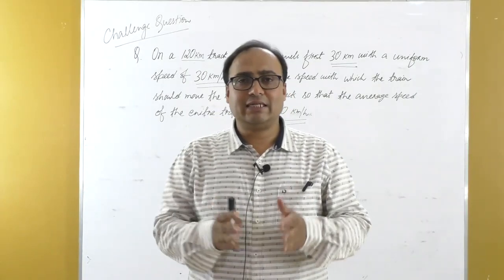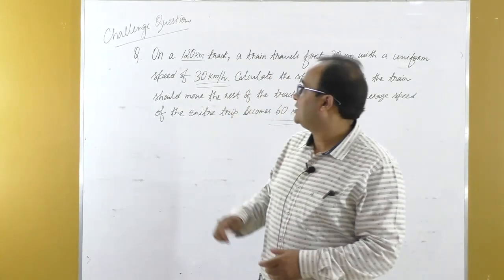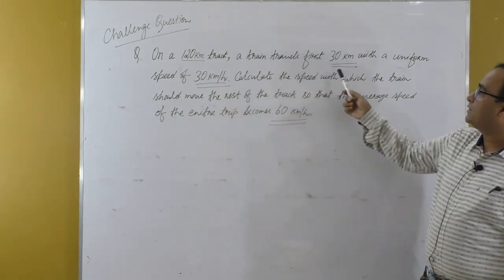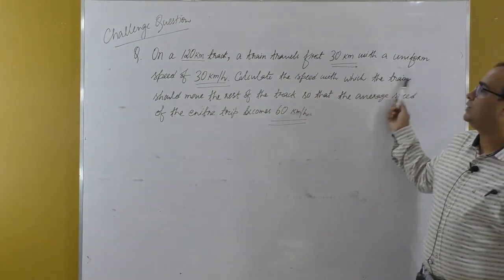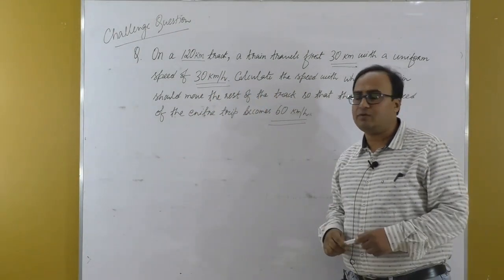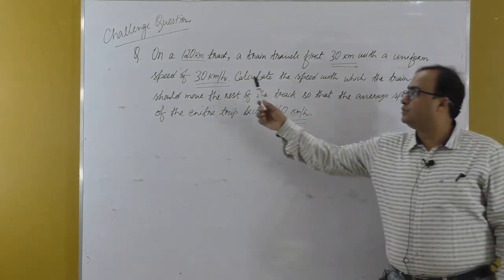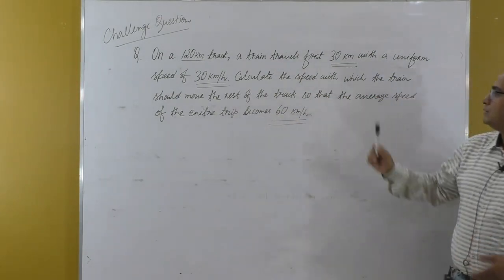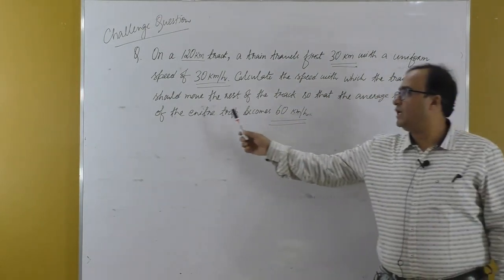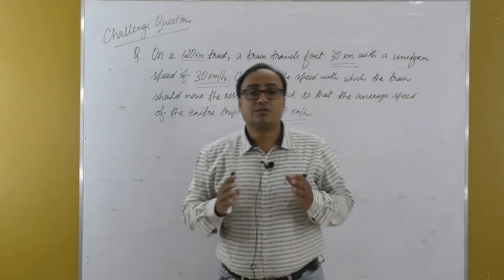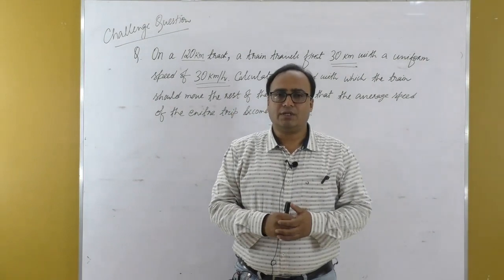Now the challenge question. The question is, on a 120 kilometer track, a train travels first 30 kilometer with a uniform speed of 30 kilometer per hour. Calculate the speed with which the train should move the rest of the track so that the average speed of the entire trip becomes 60 kilometer per hour. You should try to solve this particular numerical.